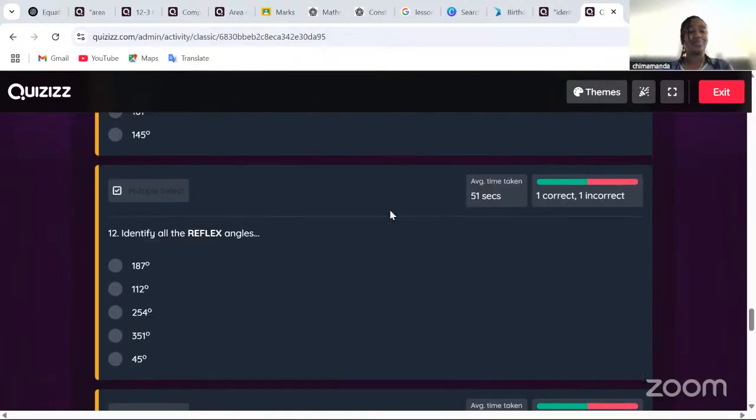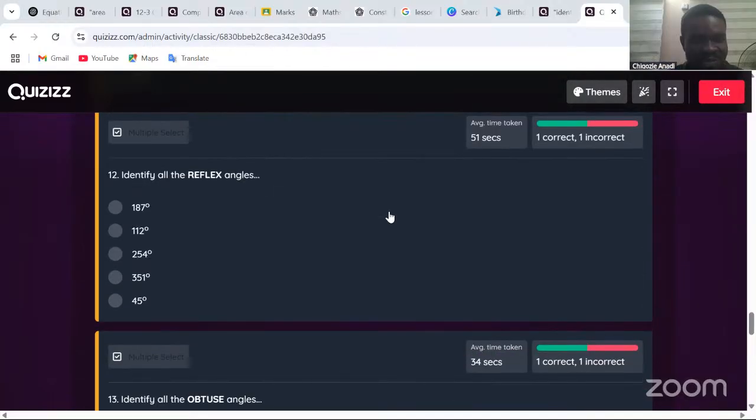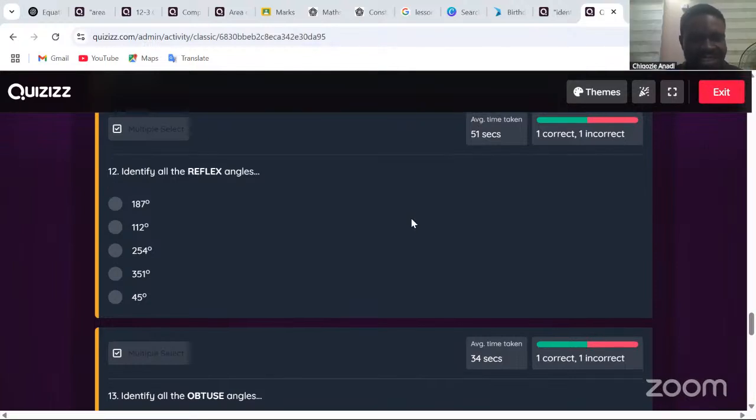Yes. And look at question 12. It says identify all the reflex angles. Let's go. 187. 187, correct? 351. 351, correct? 254. Wait, did I say that? 254, correct.